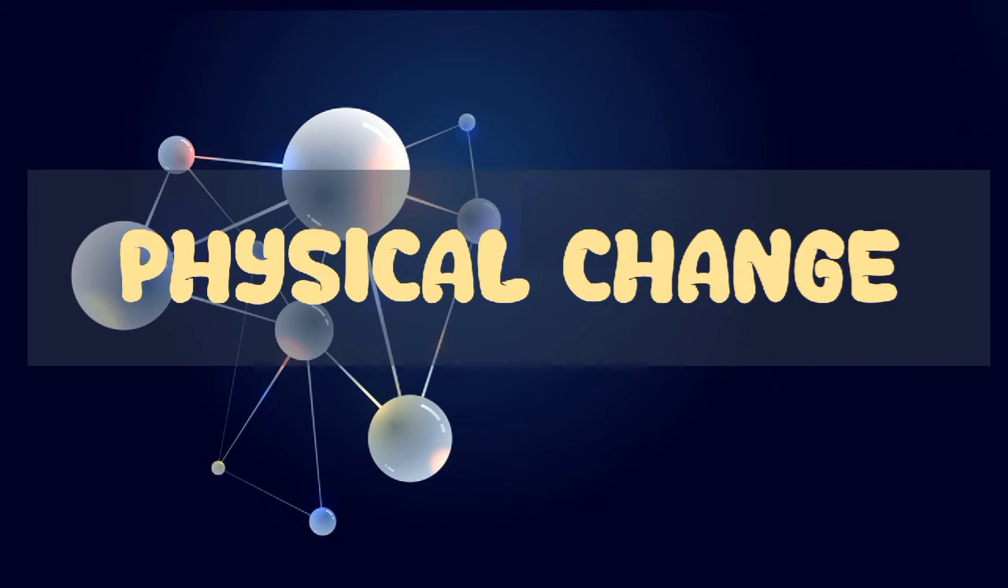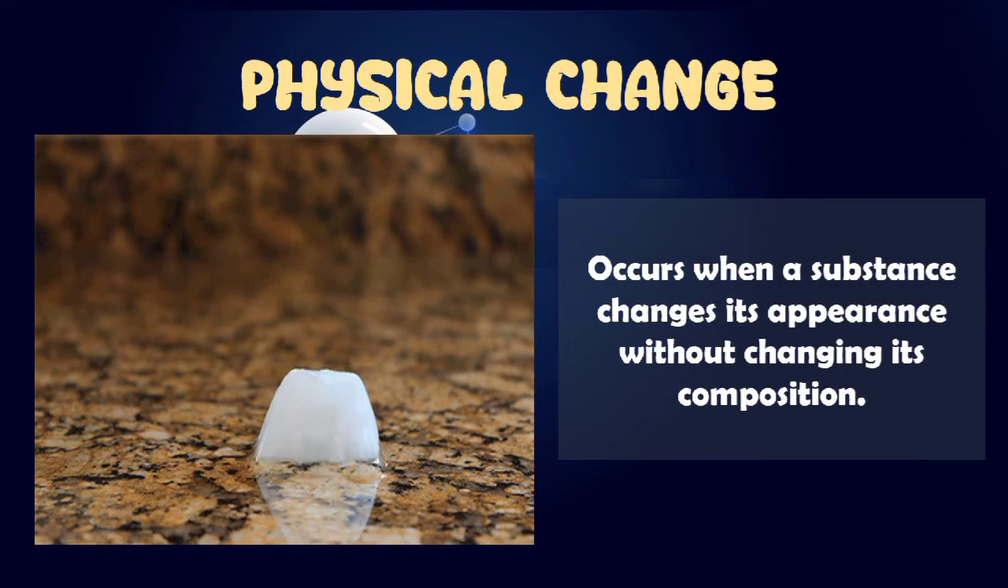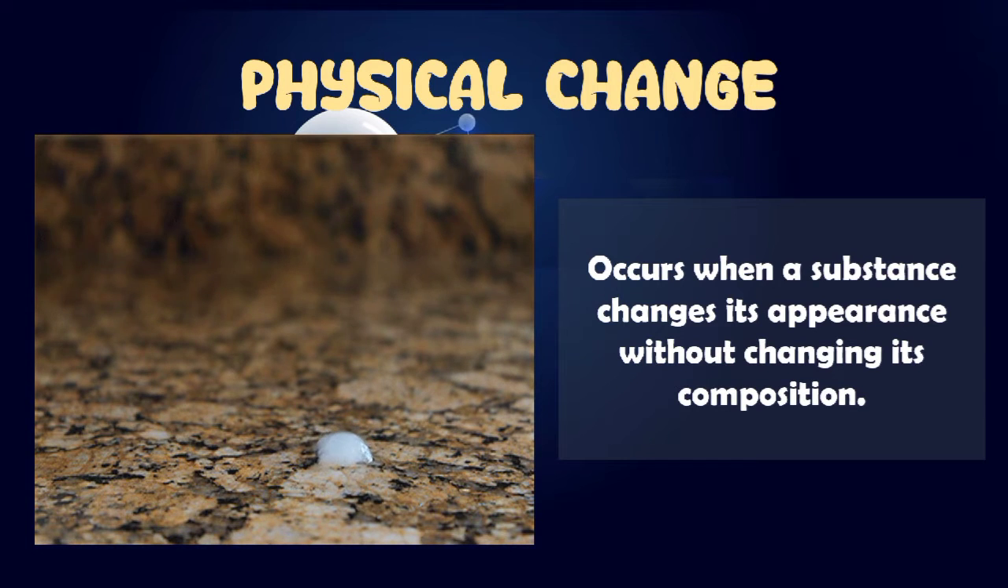Let's talk about physical change. Physical change occurs when a substance changes its appearance without changing its composition, while chemical change is the transformation of a substance to another substance.